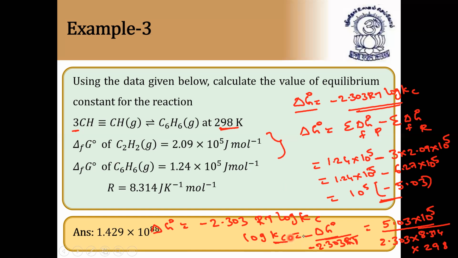After finding log Kc, we have to find the anti-log of this. This is a huge, big numerical. I hope it is clear. So please copy down. Next. So now some more questions we'll discuss based on this ΔG.